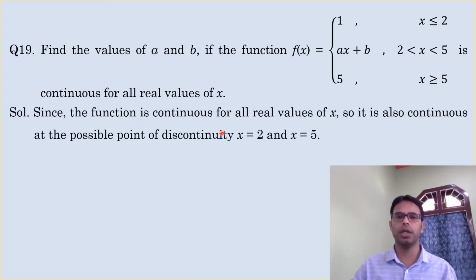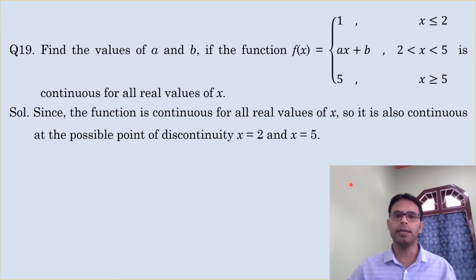Since the function is continuous for all real values of x, and by the definition of the function, you see here the possible points of discontinuity are what? It is x equal to 2 and x equal to 5. These are the possible points of discontinuity. But in the question it is given that it is continuous for all real values, meaning it is also continuous at the possible discontinuous points, 2 and 5.